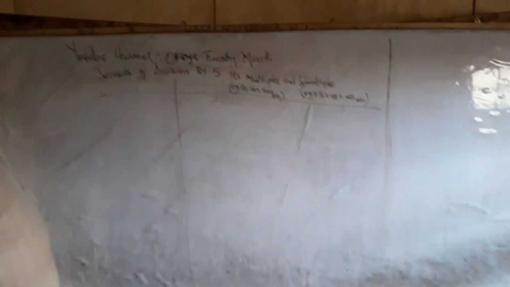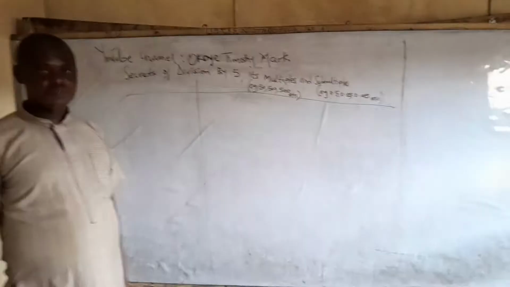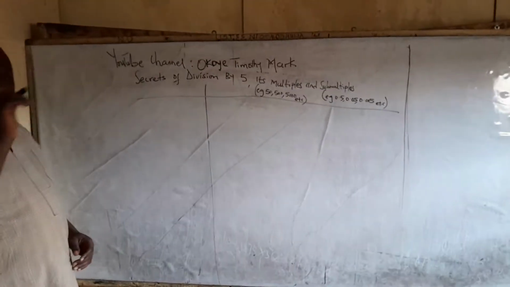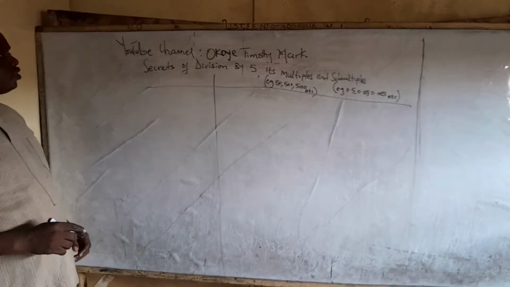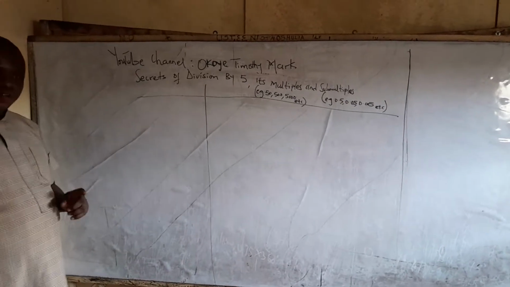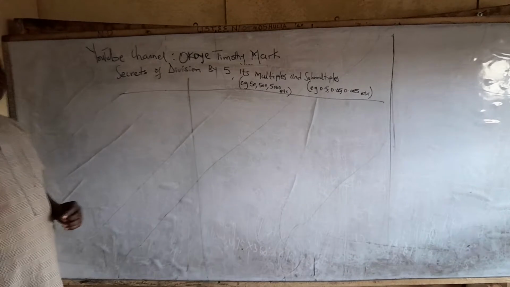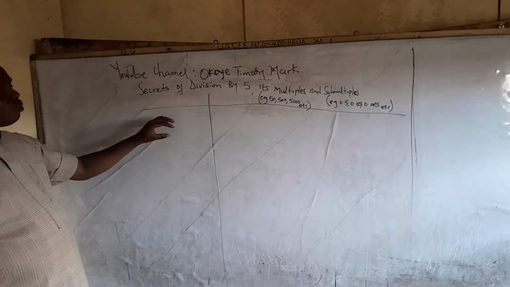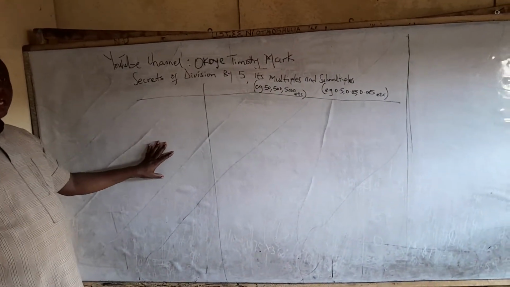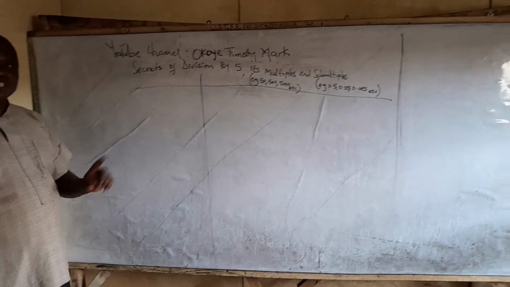Anytime you divide a number by 5, 5 has one digit. So you divide a number by 5, which has one digit. Simply double that number and shift the decimal place one step backwards.